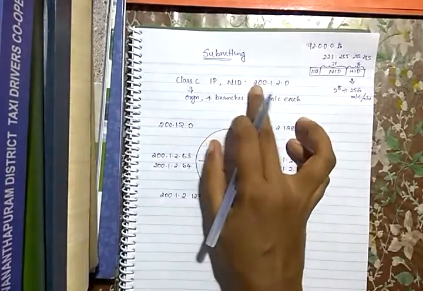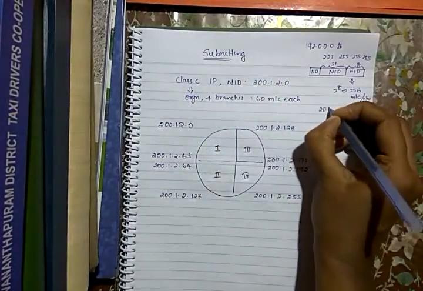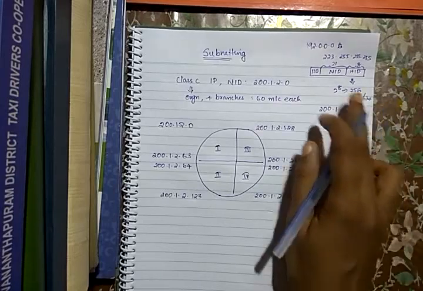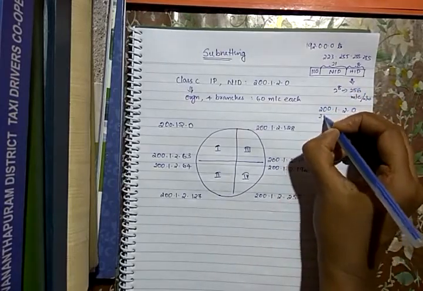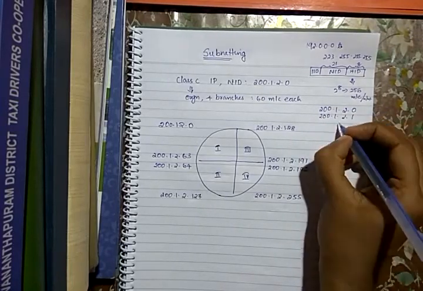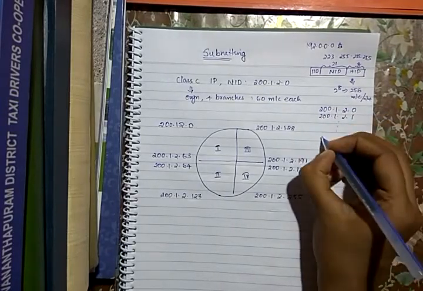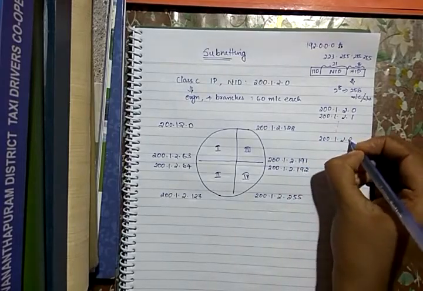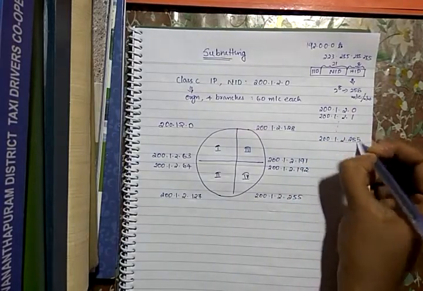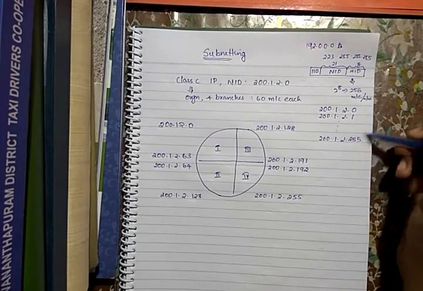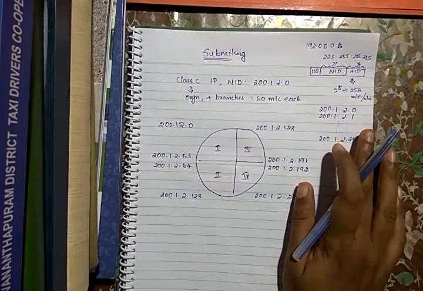And what are they? As the IP address starts from 200.1.2.0, the very next IP address will be 200.1.2.1, and so on. The last one is 200.1.2.255. So from 0 to 255 there are 256 different combinations. So this many IP addresses are possible.